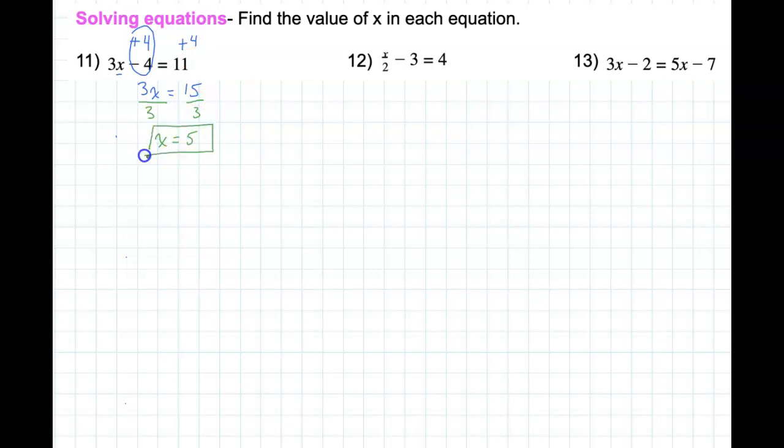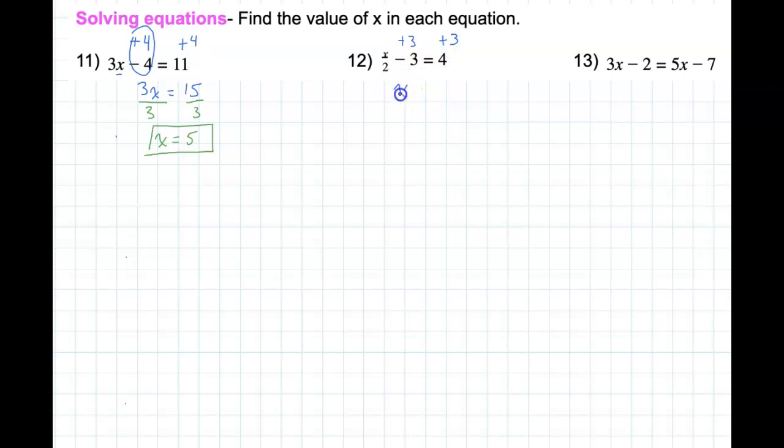And then if I go back and check that by substitution, 3 times 5 is 15. 15 minus 4 is 11. Good. All right, undoing again around x. So we're going to undo the subtraction. We know that's just going to be adding 3 to both sides.